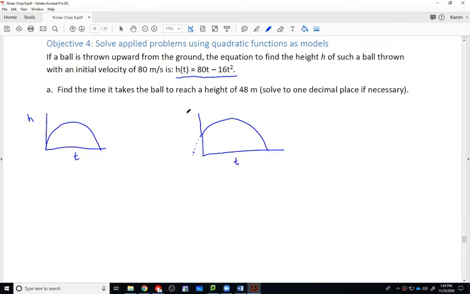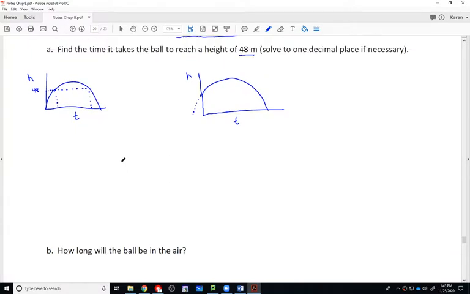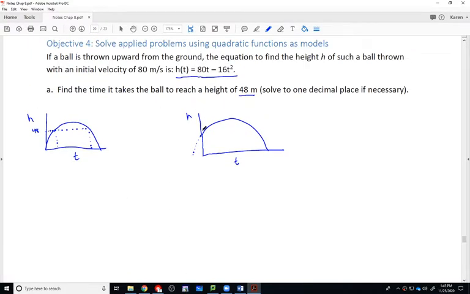It's still height as a function of time. And so you're going to be asked a series of 3 questions potentially. The first one being, find the time it takes for the ball to reach a height of 48 meters. So if this is the scenario, you put 48 somewhere up here and you're looking for the time when the ball hits this height. In question B, it says how long will the ball be in the air? So sorry for this one too. The 48 would be here.